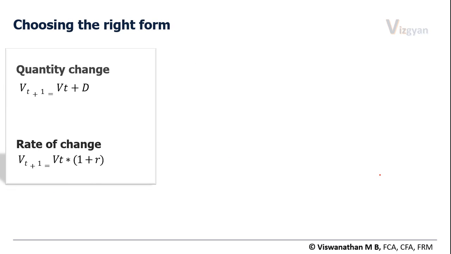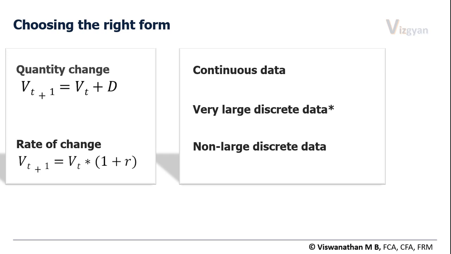So we talked about two forms, quantity change and rate of change. Now, how do I choose between the two? How do I know whether to use quantity change or rate of change? That depends on the type of data you're dealing with. I'm going to split our data into three categories. We already talked about discrete and non-discrete. And within discrete, I'm making two categorizations here: large discrete data and non-large discrete data.